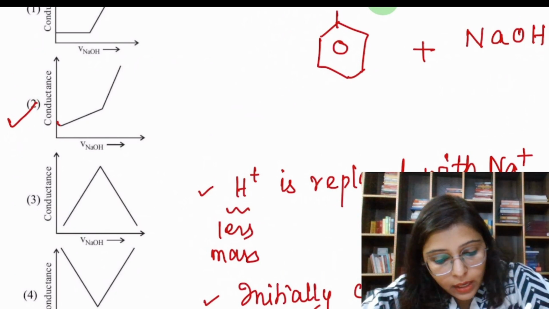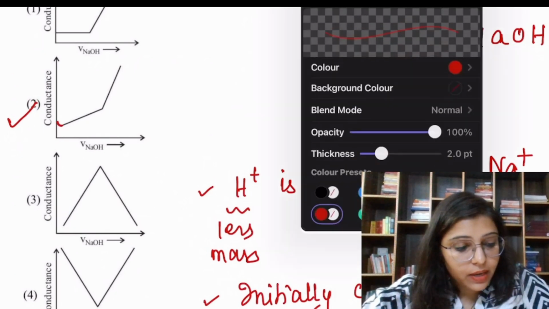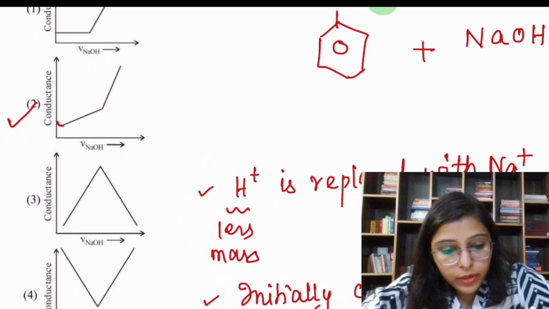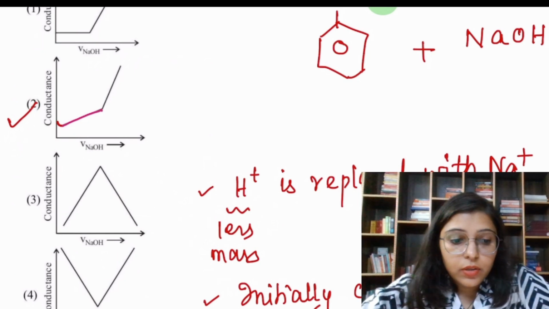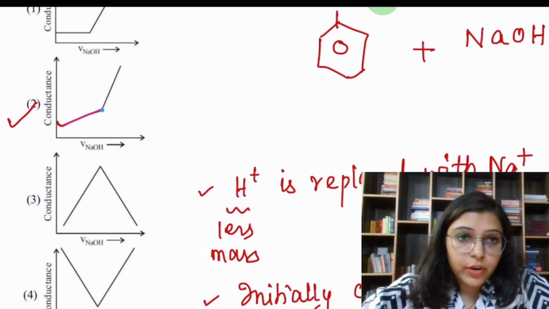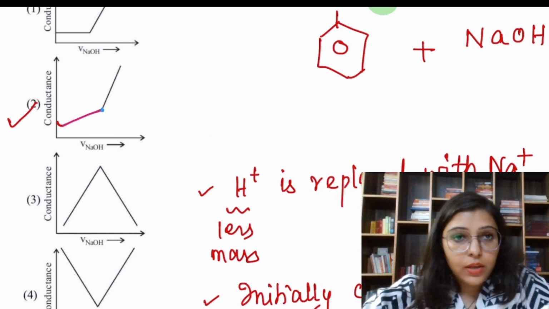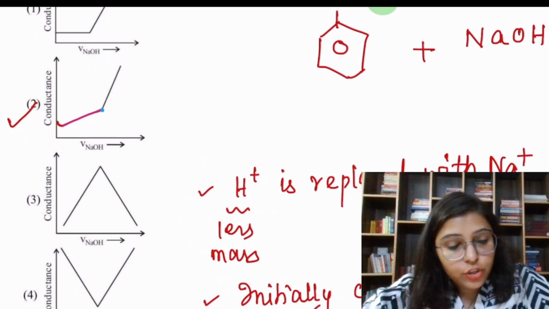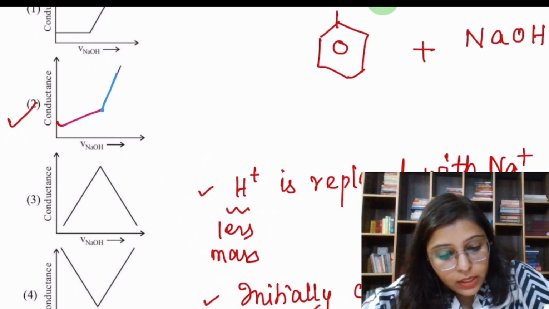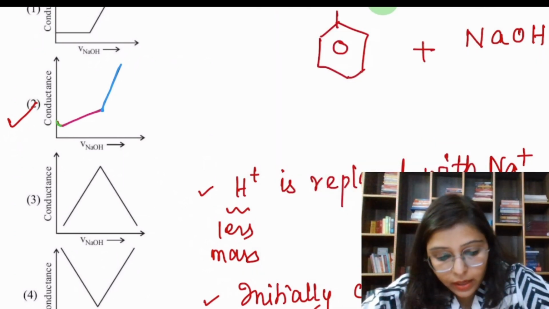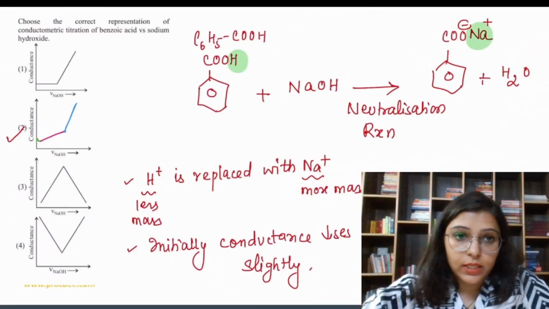So in the initial phase, H plus is replaced with Na plus, so that's why conductance value slightly decreases. And then after adding NaOH, because Na plus is a strong electrolyte, on addition of further NaOH, conductance increases. And once neutralization is over, then we have NaOH in the solution. So on further addition of NaOH, conductance value increases too much. So this is how we can understand this conductometric titration. Clear? So option number 2 is the correct answer.